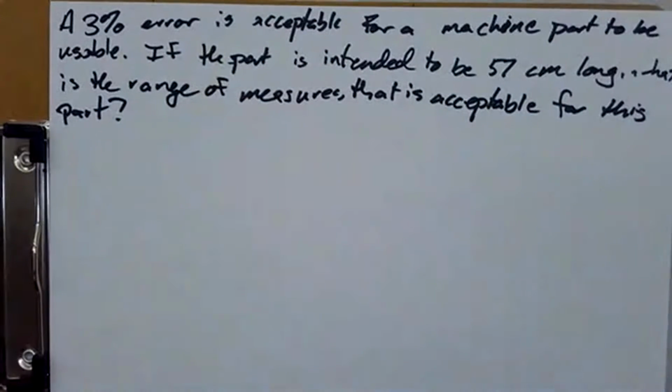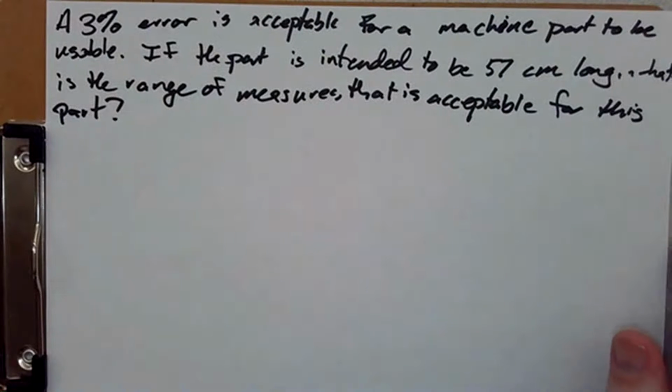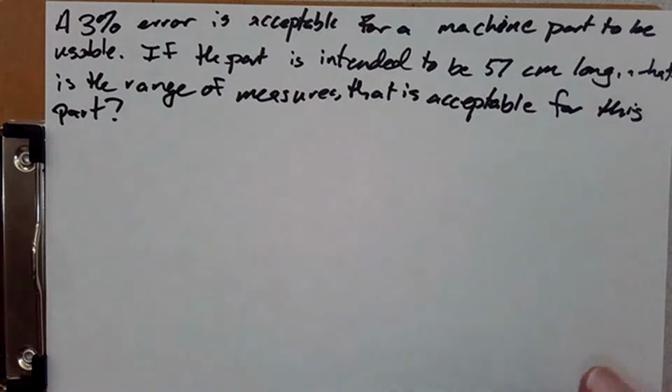A 3% error is acceptable for a machine part to be usable. If the part is intended to be 57 centimeters long, what is the range of measures that is acceptable for this part? So we need to check both sides. We want to see what happens if we take away 3% and if we add 3%.